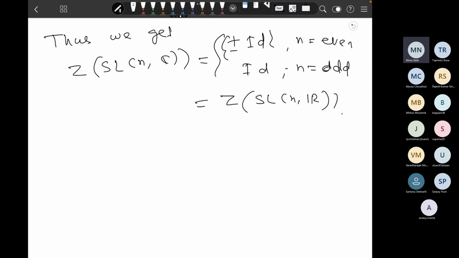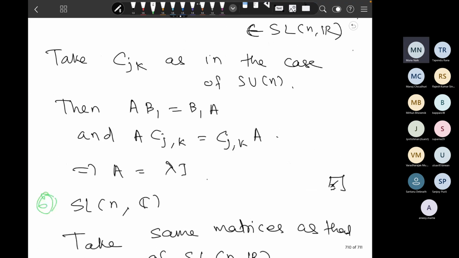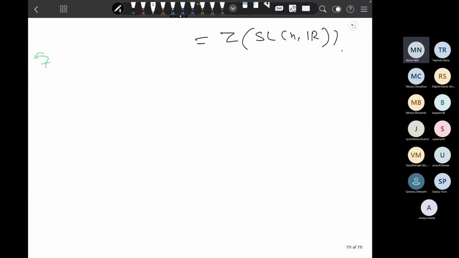Now there is an interesting example which we will do now. Case 5, 6, 7: SO2M, and for M is equal to 1, actually. So you know that SO2 is abelian. So Z of SO2 is really SO2.